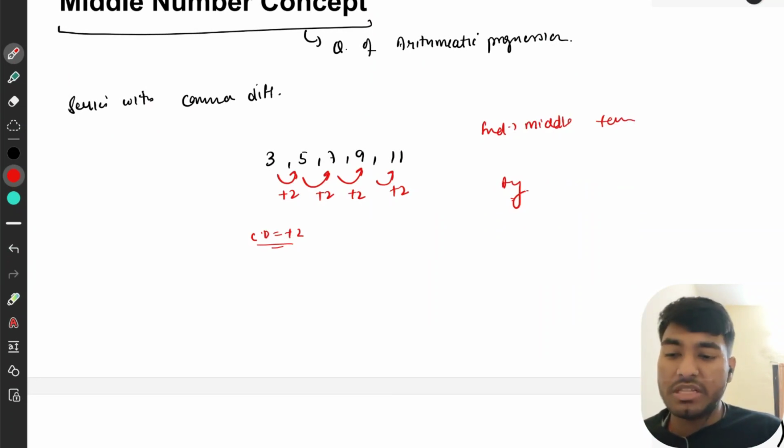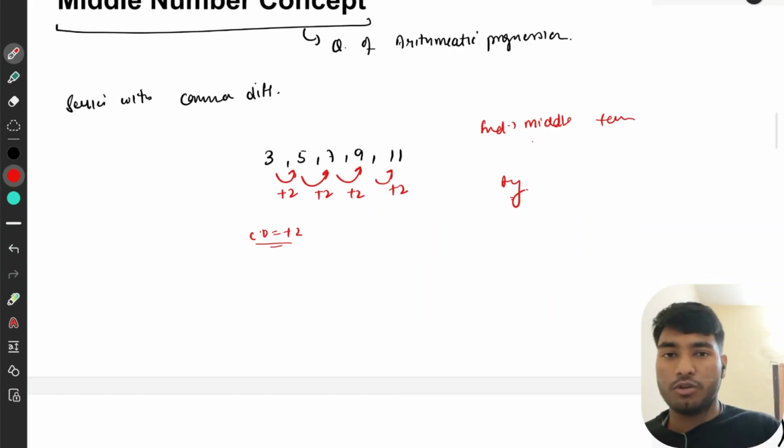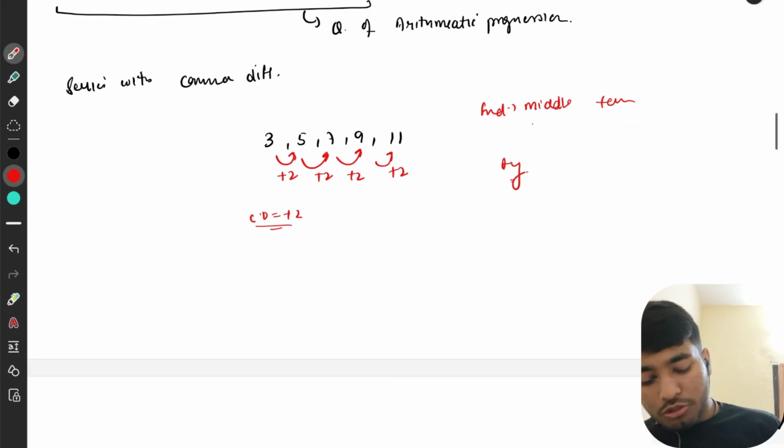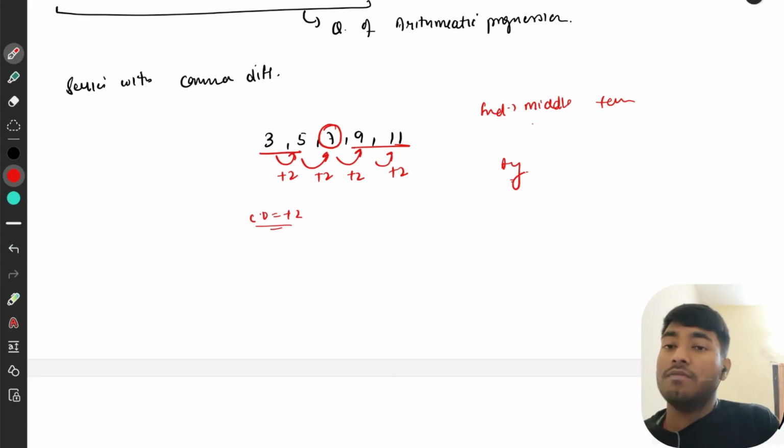Basically, middle term means the average. In general terms, middle term means the average. What will be the average value here? You can definitely think 3, 5, 7, 9, 11, the middle is 7. In case of arithmetic progression, the one at the center is the middle term, or in other words, the average is the central term.